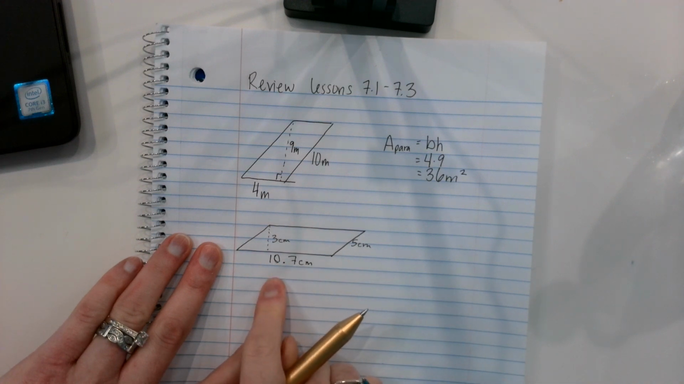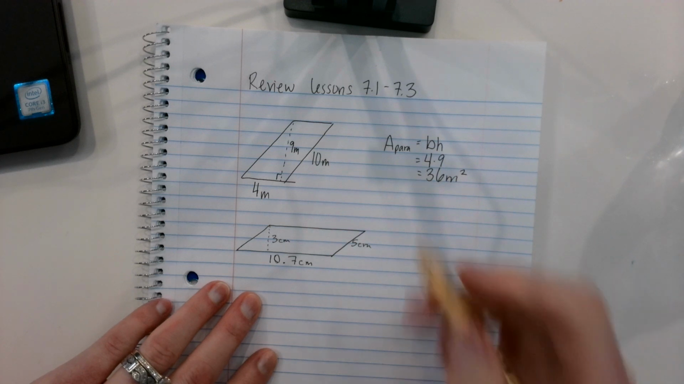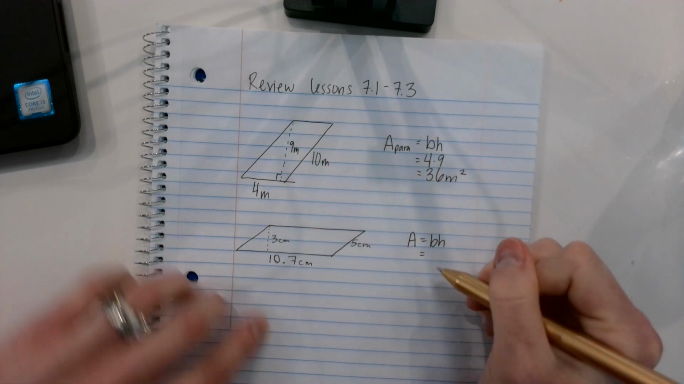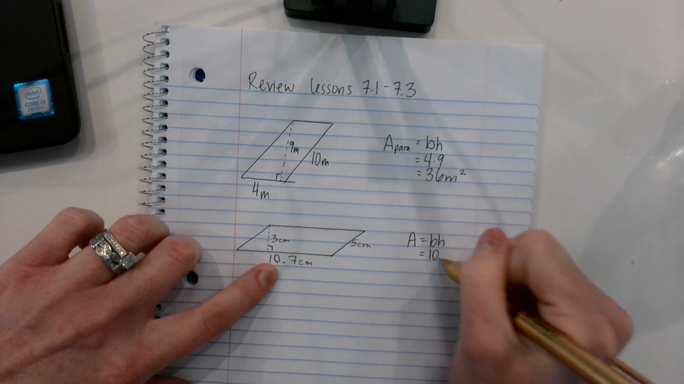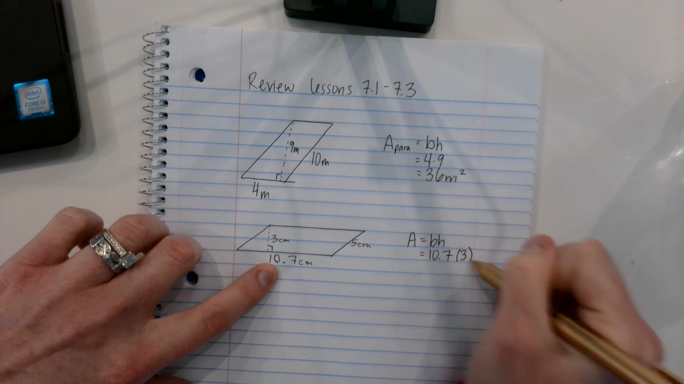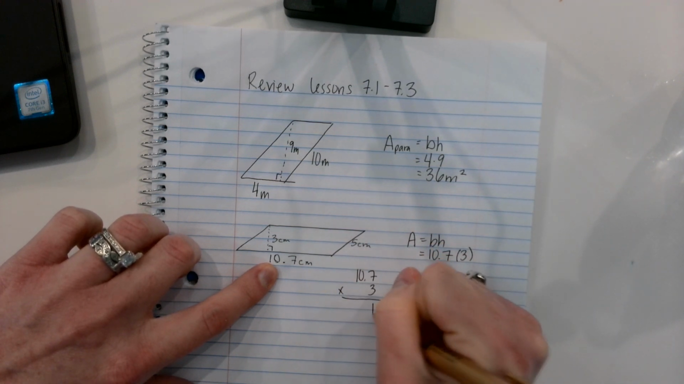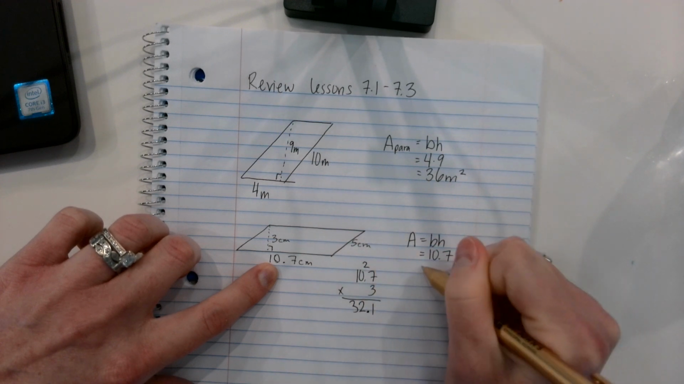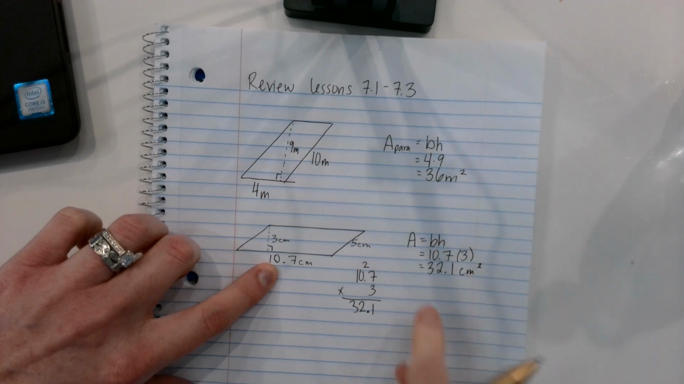All right, pause the video, find the area of that parallelogram. All right, so you should write the formula, area equals base times height. Area equals, again, looking for that right angle, those two lines that form that right angle, 10.7 times 3. Working that out, 10.7 times 3, 21, 2, and 3, move your decimal one time. So 32.1, and then again, your unit, centimeters squared.